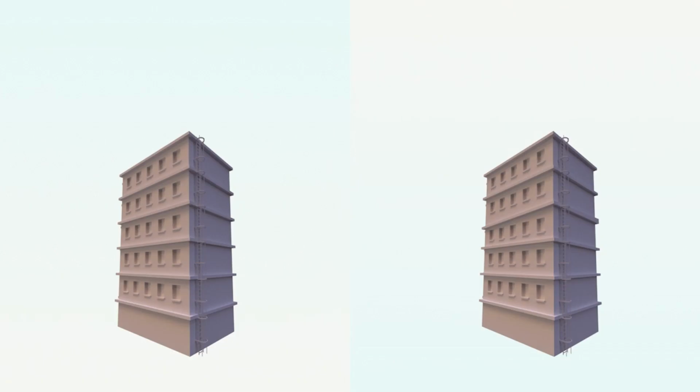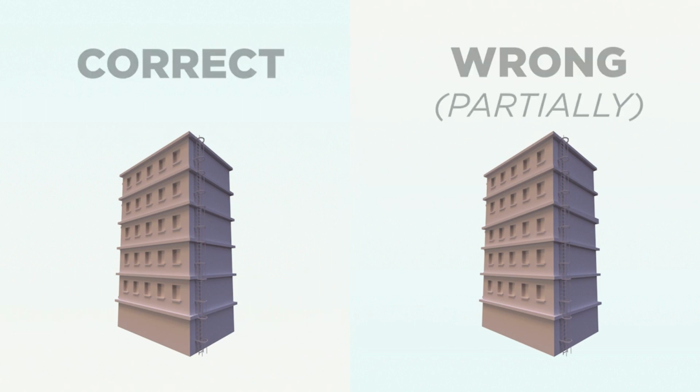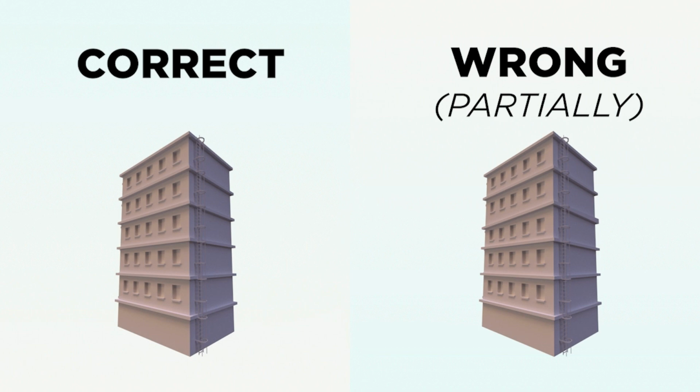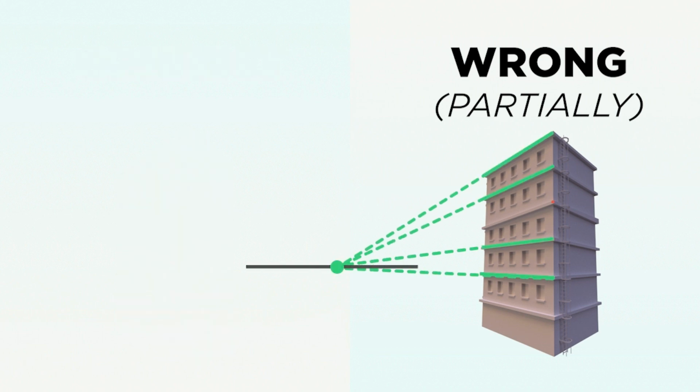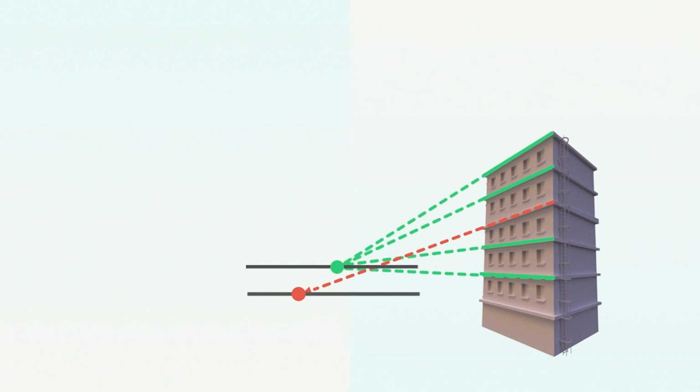Partially correct. These drawings are a mix of incorrect and correct perspective lines, usually on windows or floors of a building. Some of the lines are correct, but others are parallel, or they go to another vanishing point on a different horizon line.